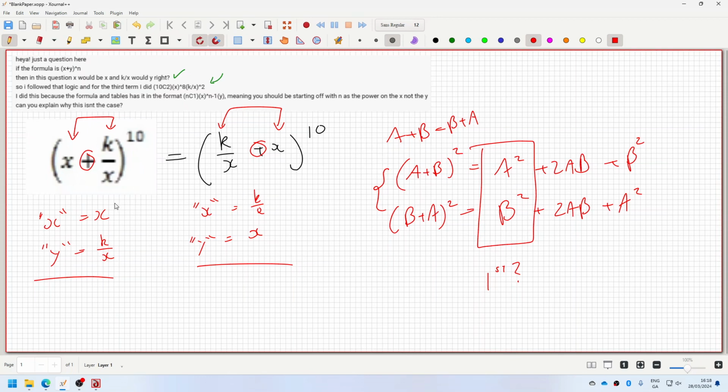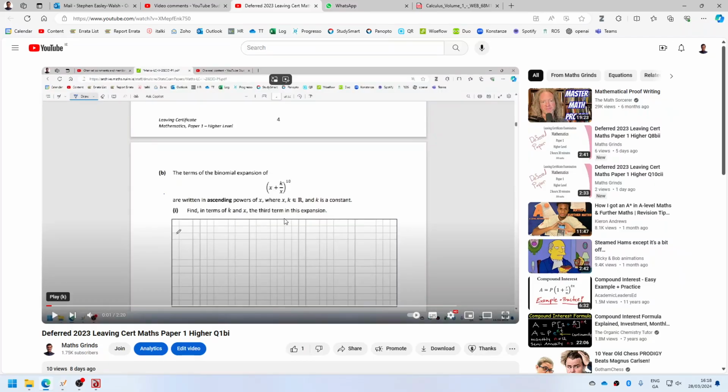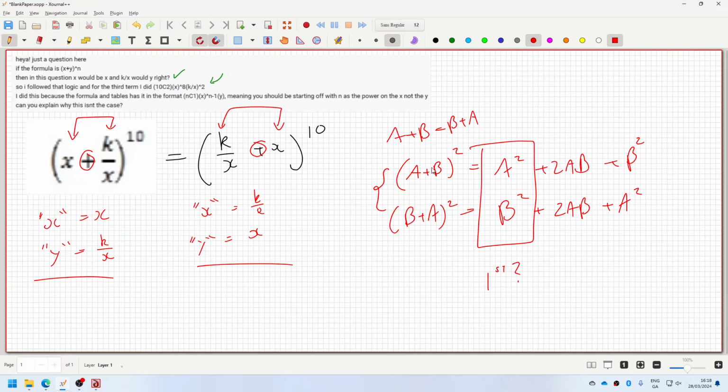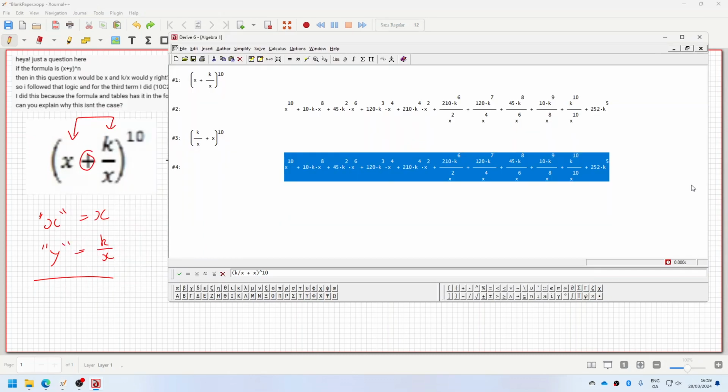So you have to choose the substitution that would make it go either up or down, depending on what the question wants. They want ascending powers of x. So imagine I asked you for ascending powers of a, then this would be wrong and this would be right. If I said ascending powers of b, this would be right and this would be wrong. So it's 50-50. It could go either way, and both are correct. They both give the same answer, as you see here.